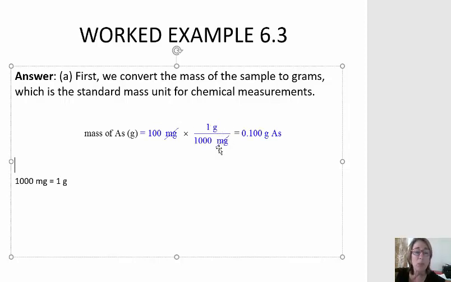So milligrams divided by milligrams cancels out, the unit of gram does not cancel out, and that's the unit of our final answer. So let's look at the math now. 100 multiplied by 1 is 100, and then divided by 1,000 is 0.1. Now your book wants to use 3 sig figs here, so it expresses this answer as 0.100 grams.